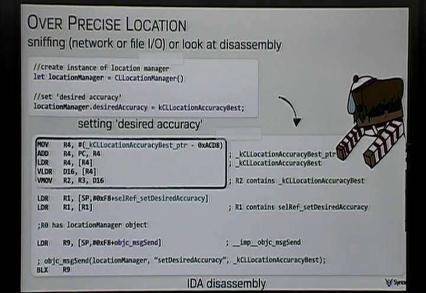The third argument to the setDesiredAccuracy method is an accuracy constant. And in this case, we can see it's kCLLocationAccuracyBest. Again, this app is saying, I want the best possible accuracy. And if you don't see this call in the disassembly, it's likely that the developer just didn't set it, which again means it's going to default to the highest level of accuracy.